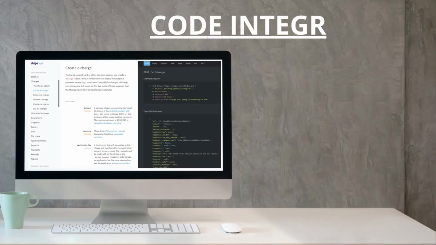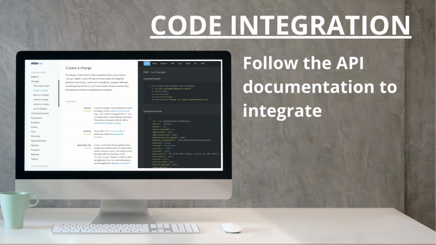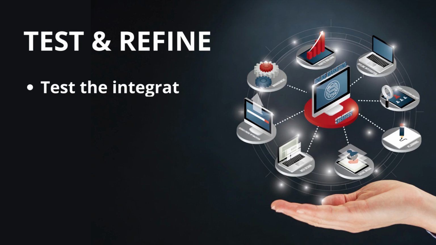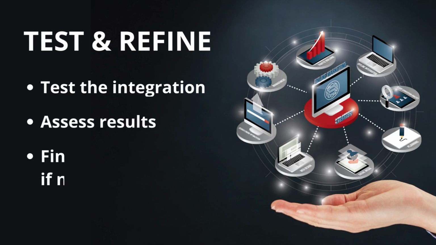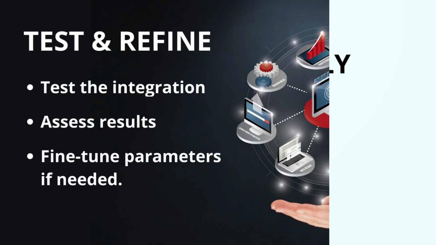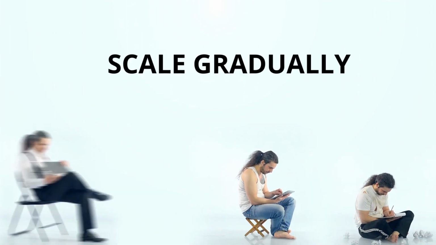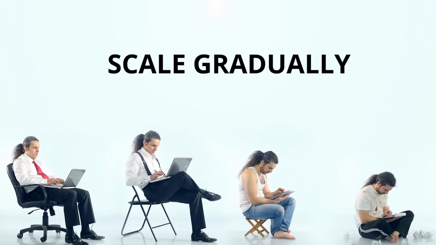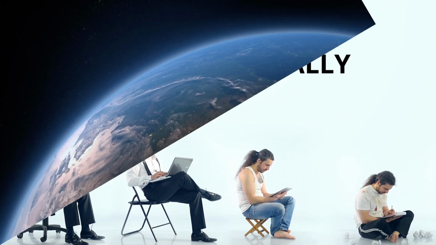Code integration. Follow the API documentation to integrate it into your code base. Test and refine. Test the integration, assess results, and fine-tune parameters if needed. Scale gradually. Once satisfied, scale up usage gradually to avoid overwhelming your resources.